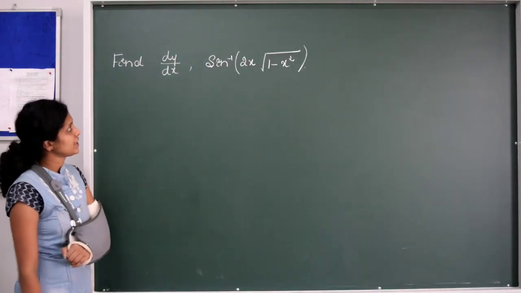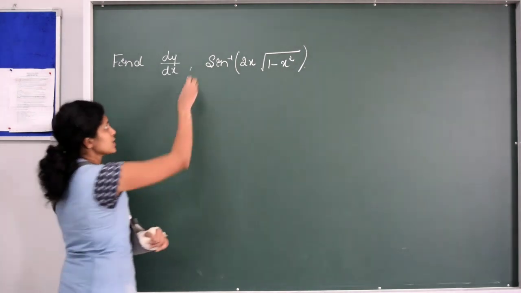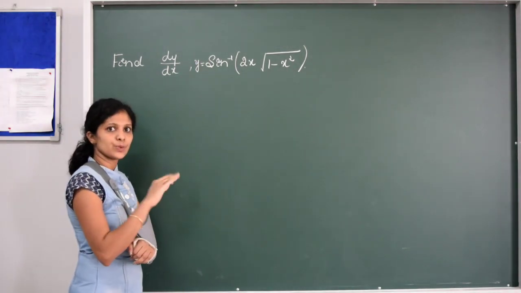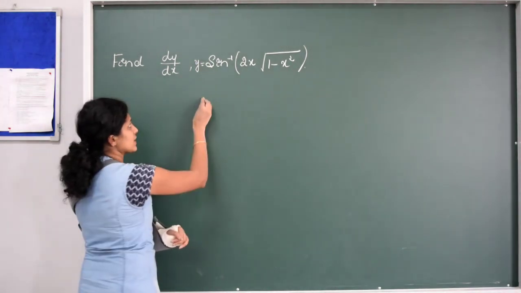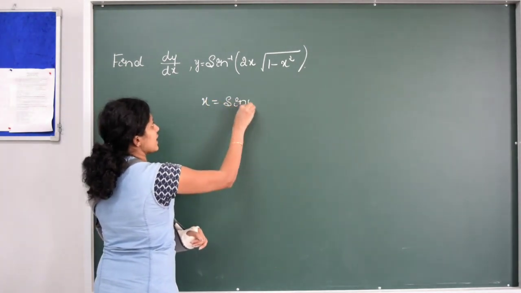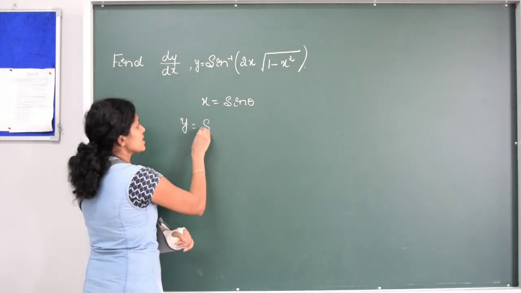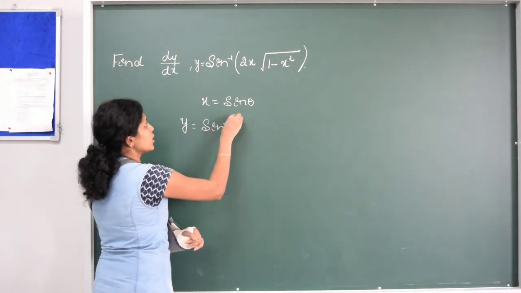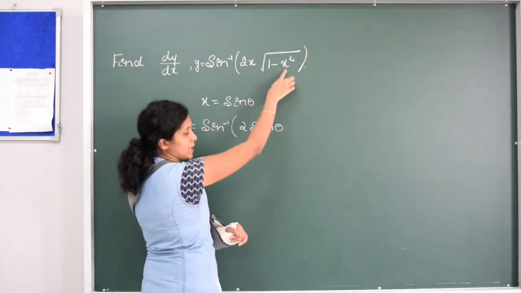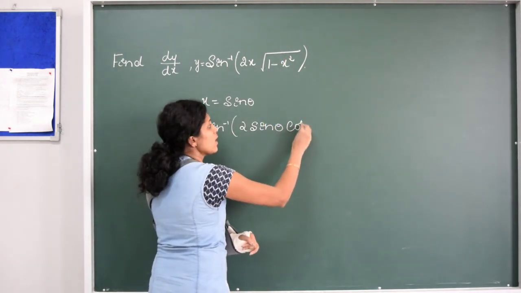The next one: find dy by dx, where y is sin inverse of 2x into root of 1 minus x square. First we have to consider this as one function, right? Directly here also we cannot differentiate. What do we have to do? We will give the substitution x is equal to sin theta. Is it clear? So now y is equal to sin inverse of 2 sin theta into root of 1 minus sin square theta, which is cos square theta. Square and square root will get cancelled. This will now be cos theta.